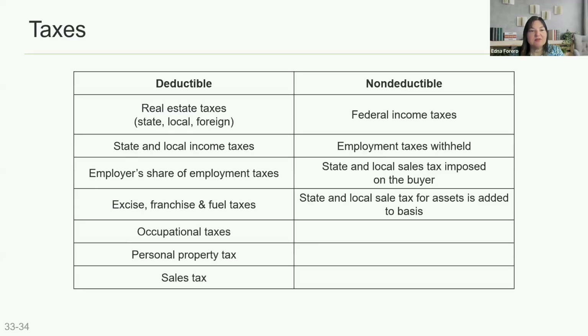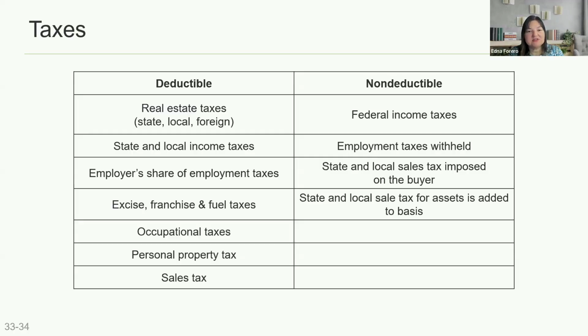All right, moving right along, we're going to talk about taxes. So taxes may come in the form of deductible or non-deductible taxes. There's a list here for you. For example, you might see real estate taxes and sales tax, of course. We might have the employer share of employment taxes or SE taxes. We might have franchise taxes or fuel taxes, occupational taxes, personal property taxes. We're all very familiar with these.